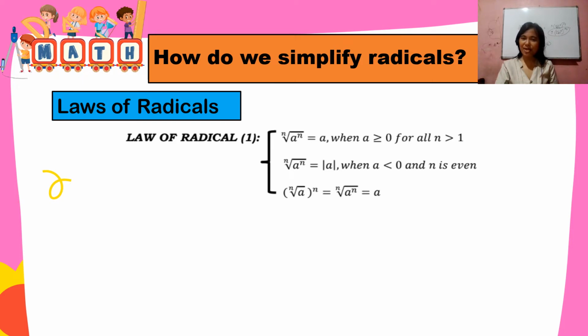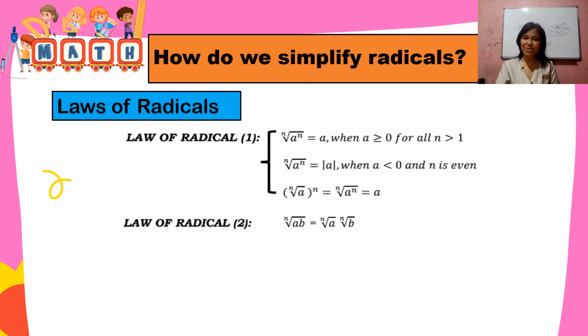Okay, so the nth root of a to the n is equal to a when a is greater than or equal to 0. The nth root of a to the n is equal to the absolute value of a when a is less than 0. Okay, so that's the first law. Medyo hindi siya masyadong madali intindihin pag nakaganto pa siya na symbol lang muna. So, mas madali siya pag ginamit na natin in simplifying radicals.